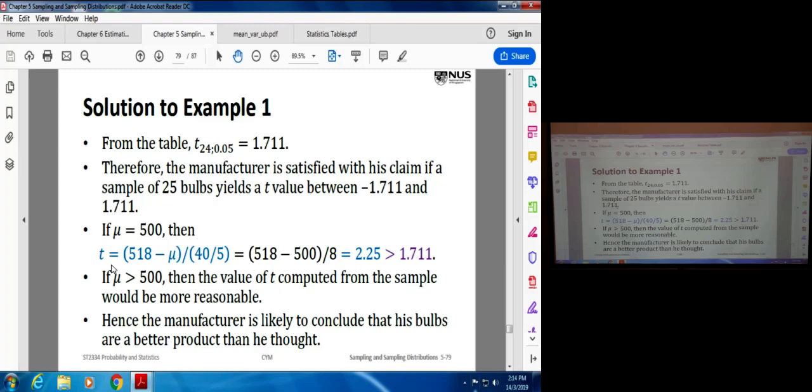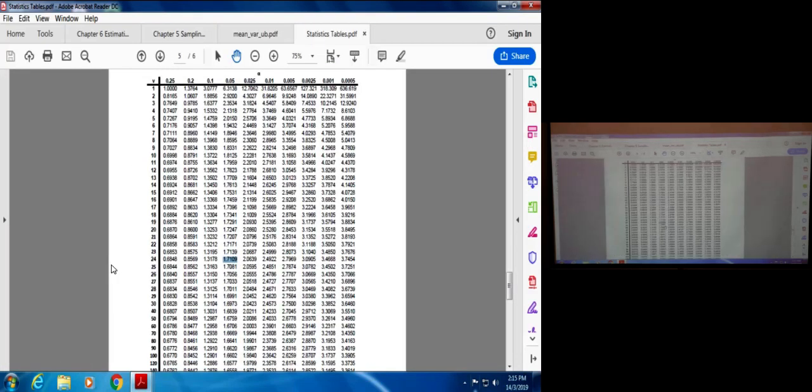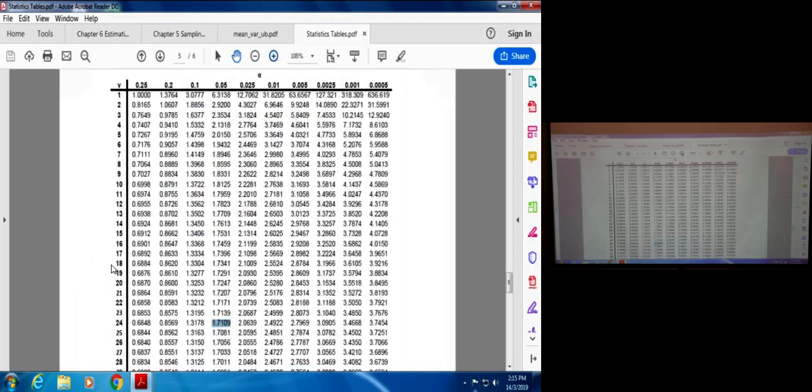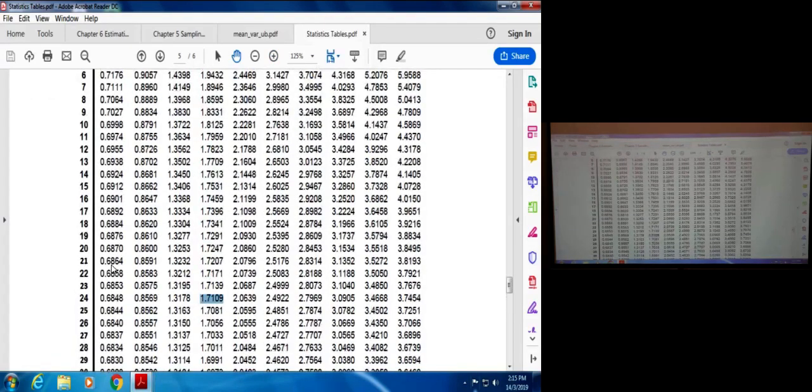Okay, so the point is that this value, 1.711, has been verified from our table. You can just about see it. I'm sorry, it's a little bit small, but basically you can see this is the column which is 0.05, and this is the row which is 24. Okay, so that's where there's 1.7. He must have a different table to me, because it's 1.71, 1.709. Okay, so you can just about see it here.